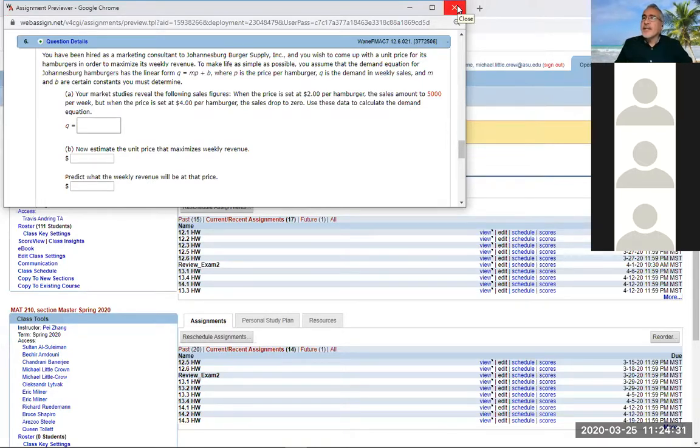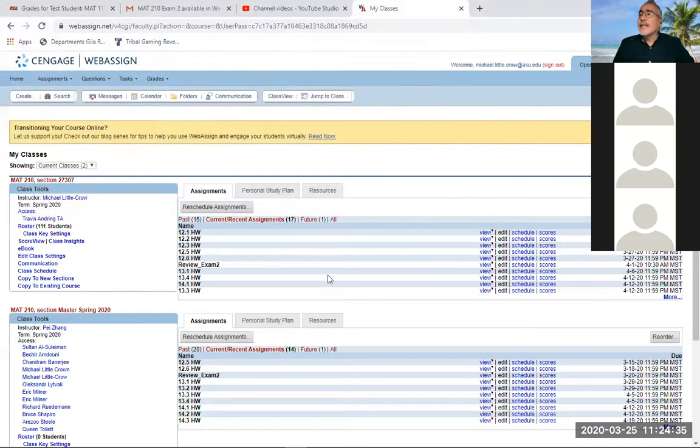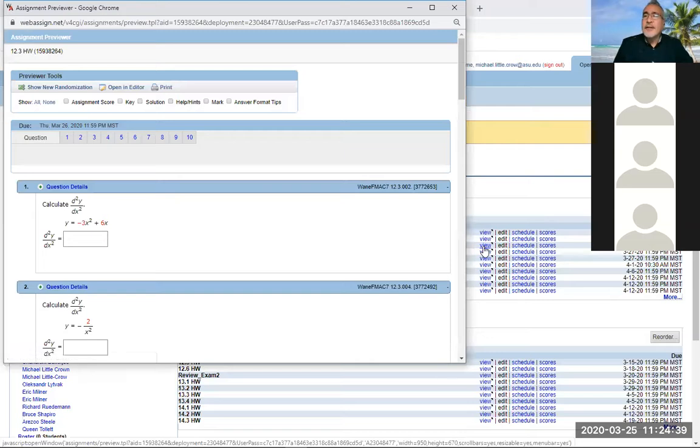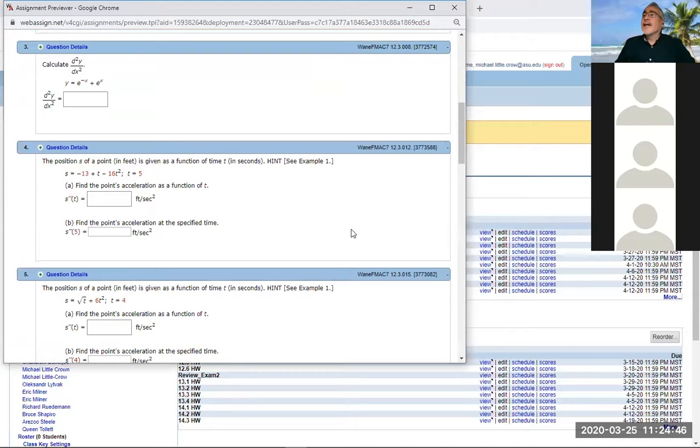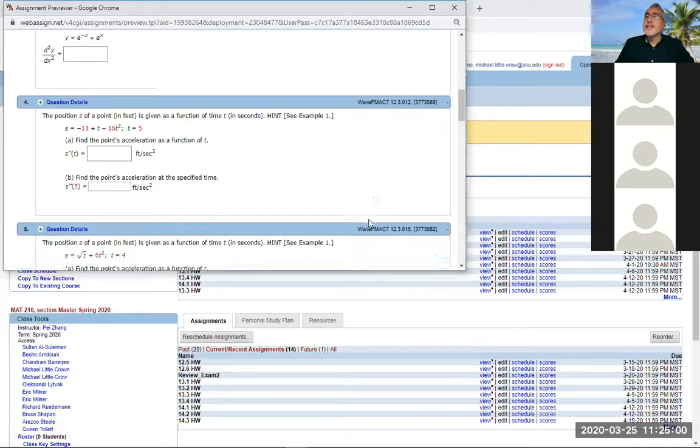There'll be one question on acceleration, and just note that when they ask for acceleration, they're really just asking you to find the second derivative. So this one right here, question 4, is a good one. Question 5 is the same thing. They will give you a function. They'll say this is the position function.